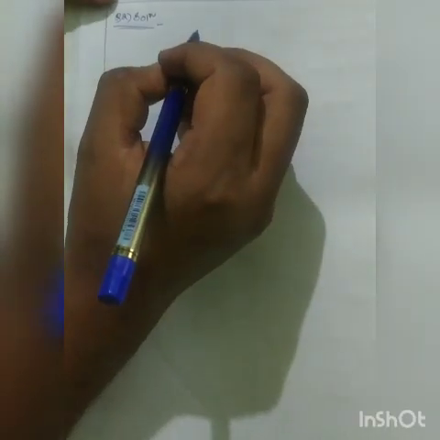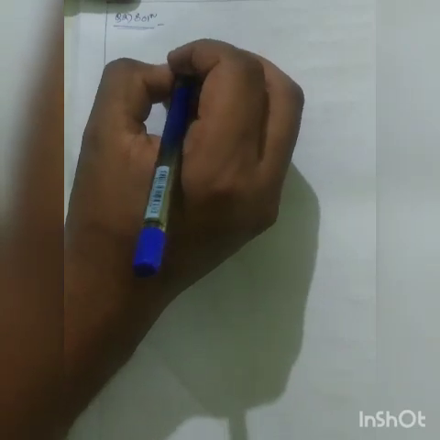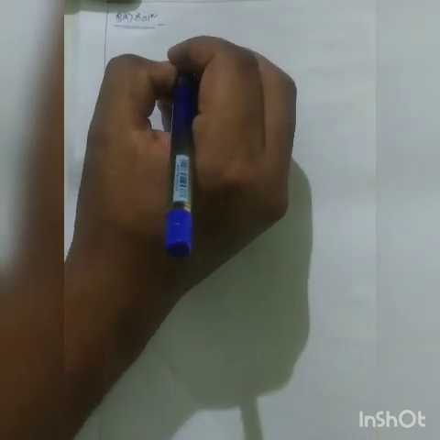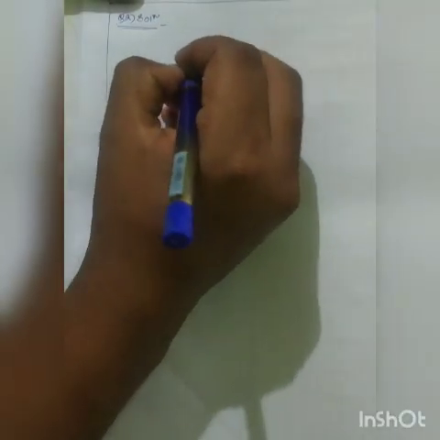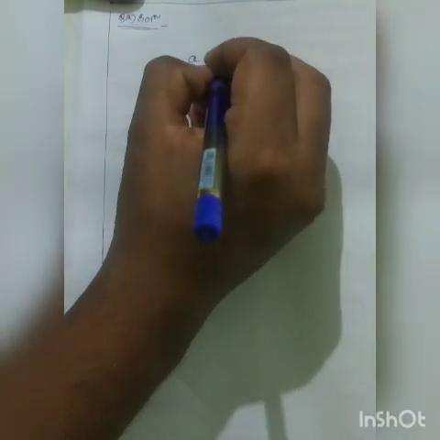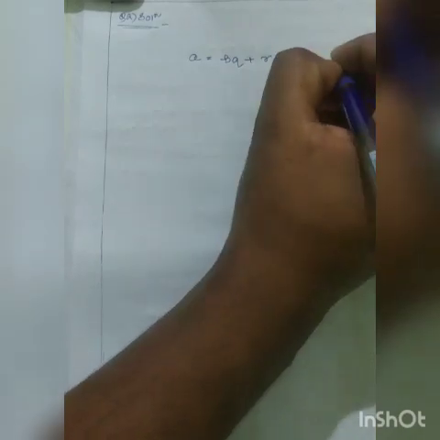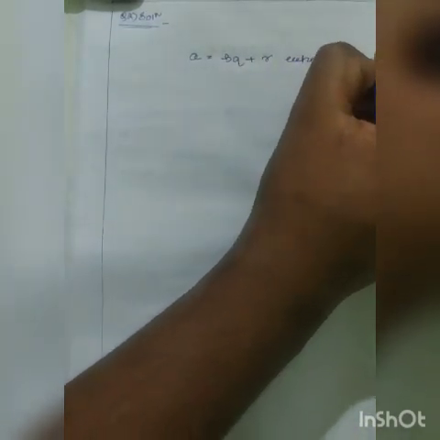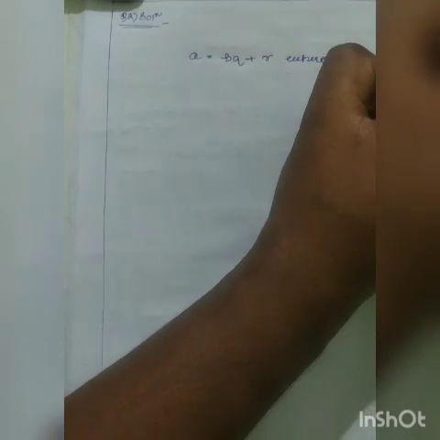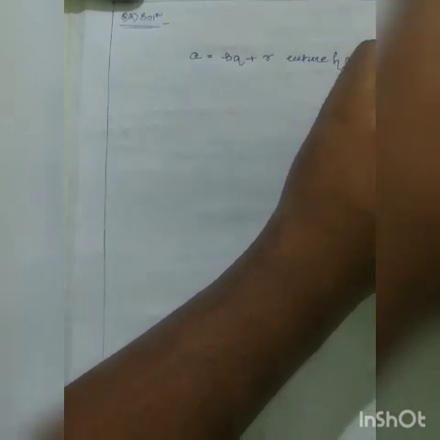Form of 6q plus 1, 6q plus 3 and 6q plus 5. So we write it as here. So we know that a lemma is in the form of a is equal to bq plus r, where r is greater or equal to 0 and less than b.